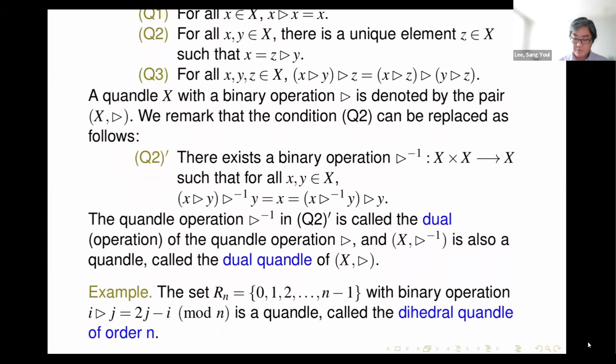A typical example of a quandle is the dihedral quandle of order n. R_n is the set of n elements 0, 1, 2, up to n minus 1, with the binary operation defined by this formula. Then this forms a quandle, called the dihedral quandle of order n.